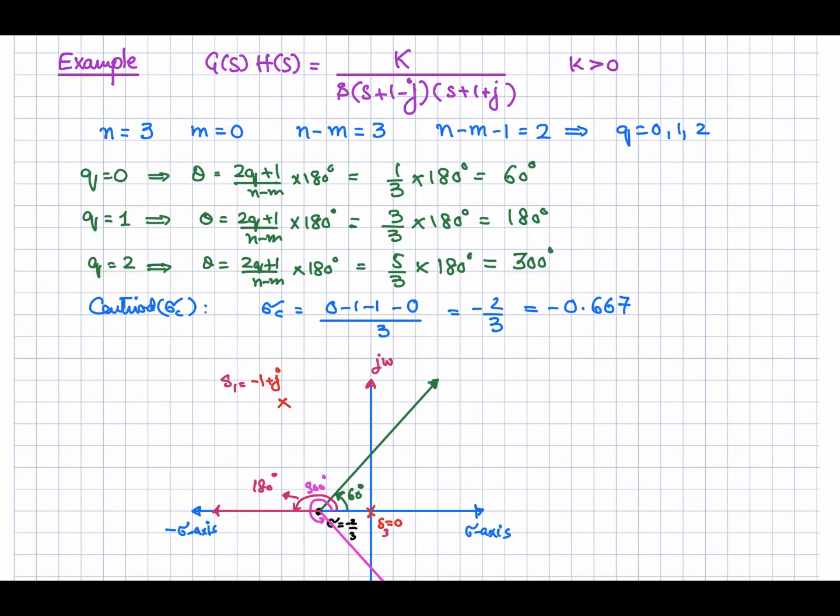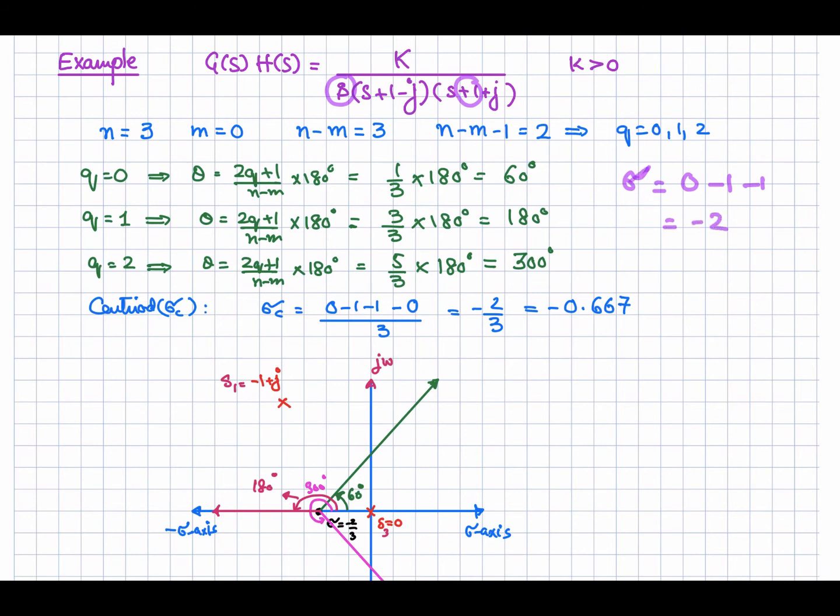Okay, and then the calculation of the centroid, the center point of your asymptote, the point at which your centroid will touch the real axis. So the real parts of the poles: for this it is 0, the real part from here will be minus 1, and the real part from this pole will also be minus 1, so that is equal to minus 2.